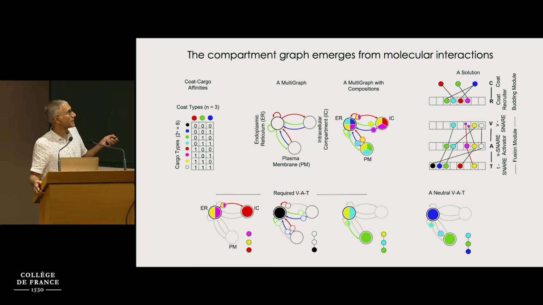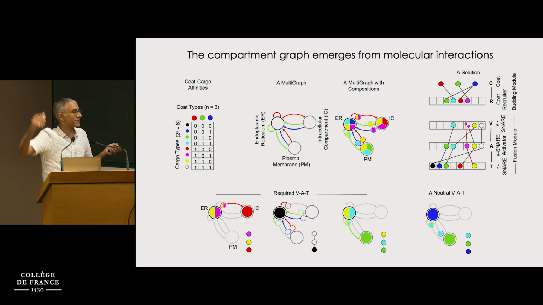What we said was, let's just imagine that we have a hypothetical cell where each big node is a compartment, like the ER or some other intracellular compartment or the plasma membrane, which is a kind of compartment. And there are vesicles that move cargo between these compartments, and each vesicle is associated with a different type of coat, which I've assigned with colors.